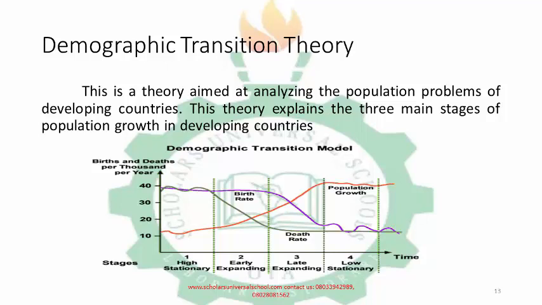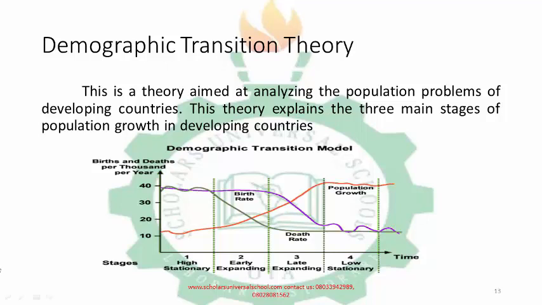We have the demographic transition model. Now, in your textbook, the textbook explains three main stages of population growth in developing countries. Three main stages. But this chart that is going to be explained is going to divide it into 4 stages. So don't mix it up. This chart divides into 4 stages for better understanding. Now let's explain what this chart says.